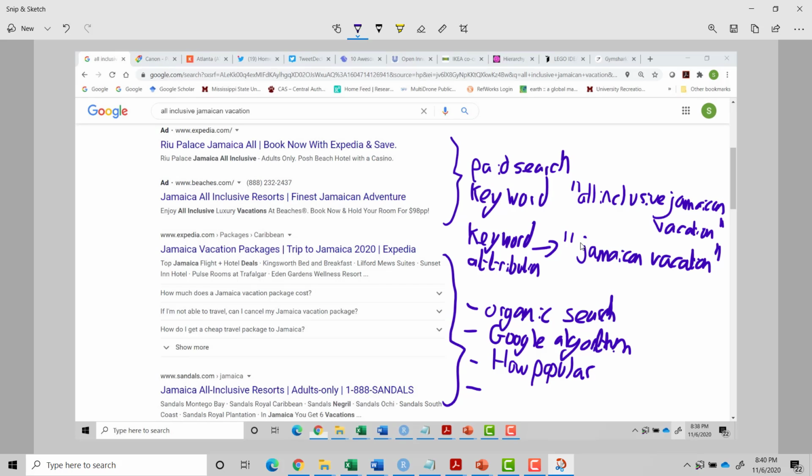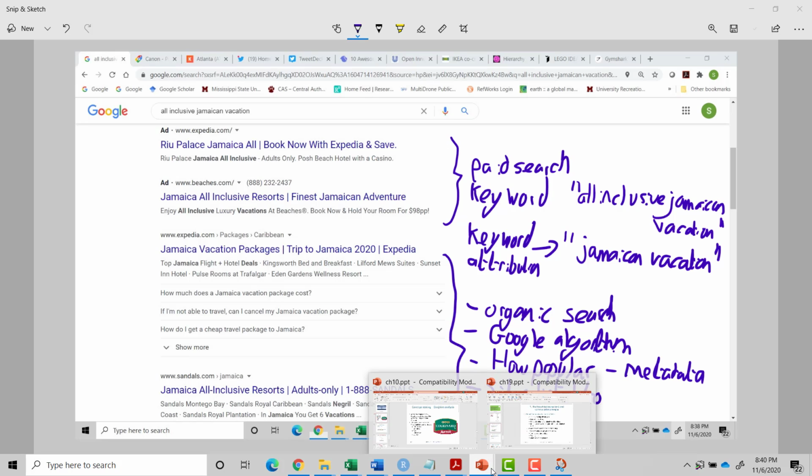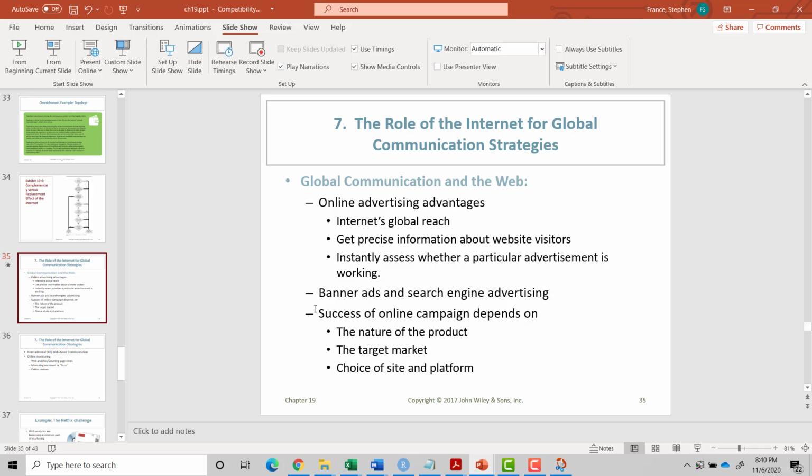It also depends on the sites I link to. Do I link to other relevant sites, or to a load of random sites that have nothing to do with holidays? And things like the metadata, which is just information behind your web page that explains what your website does. That's a little more than you need for this class, but just be aware there are different ways we can do internet advertising. I thought I could explain it a little better than the book.